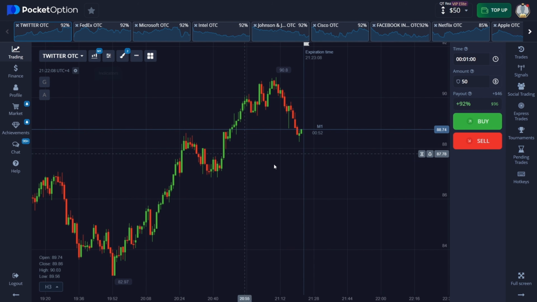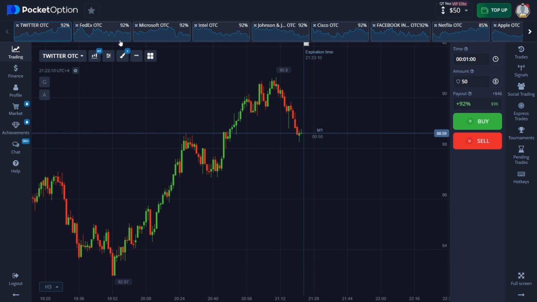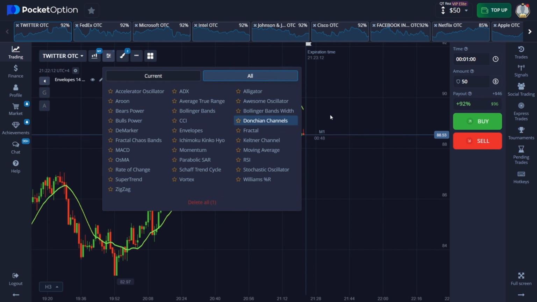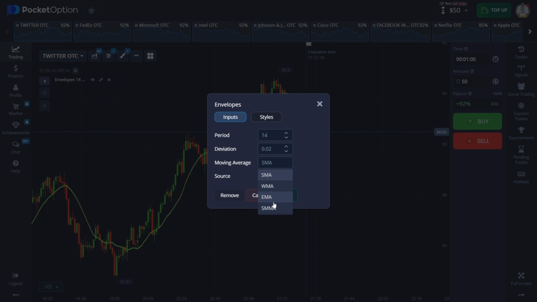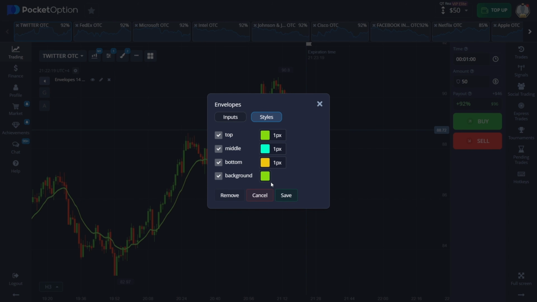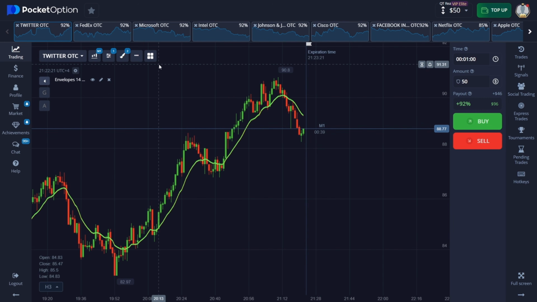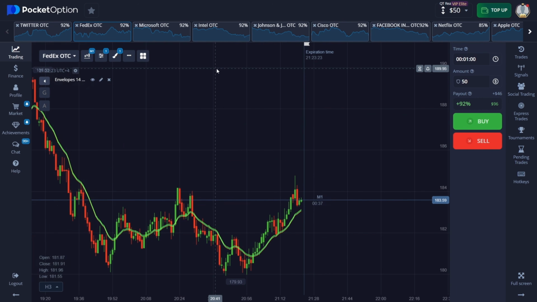Alright, first of all, we will set the indicator. Go to the indicators section and select envelopes, then go to the settings, choose EMA for the moving average, and leave the rest of the settings at default. Save it, and we're ready to start. Now, let's find our first trade with $50.